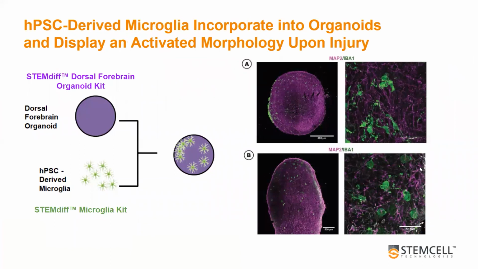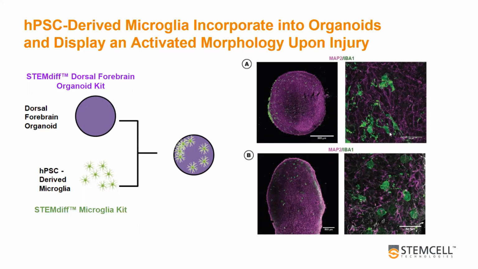As I mentioned in the very beginning, besides 2D neural products, STEMCELL Technologies also has 3D neural products. In this experiment, our microglia were added to dorsal forebrain patterned brain organoids produced using the STEMdiff dorsal forebrain organoid kit. We can find microglia indicated by IBA1 staining in the organoid.